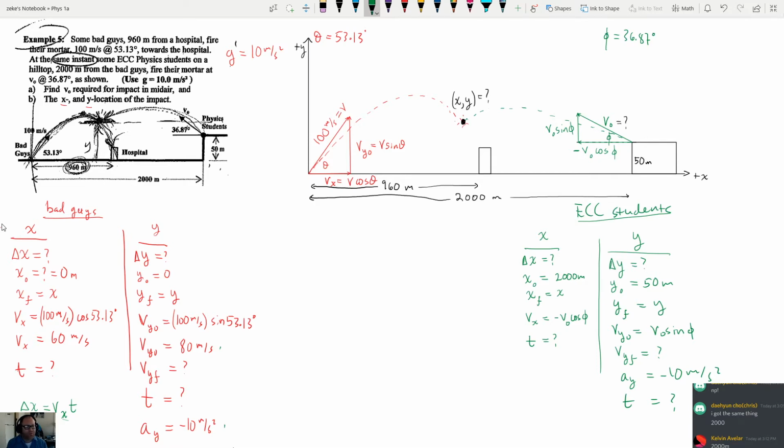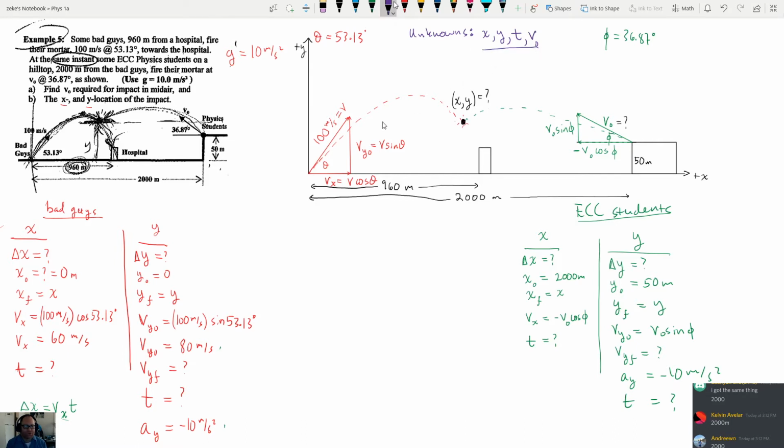Oh, I was wrong. There's 4 variables, right? Let's write up here what the unknowns are. So our unknowns are x, y. This is the point of impact. That's what I'm calling those. The time at which the impact occurs. And what's the other unknown? The initial velocity at which these people are shooting.